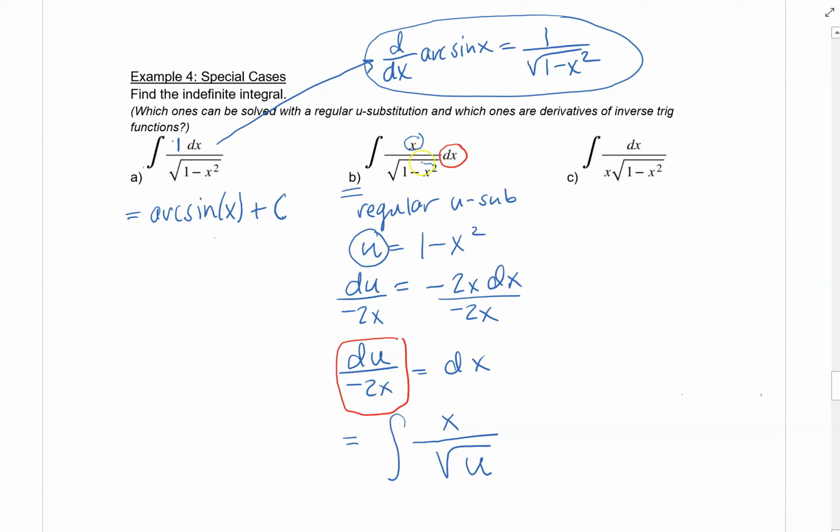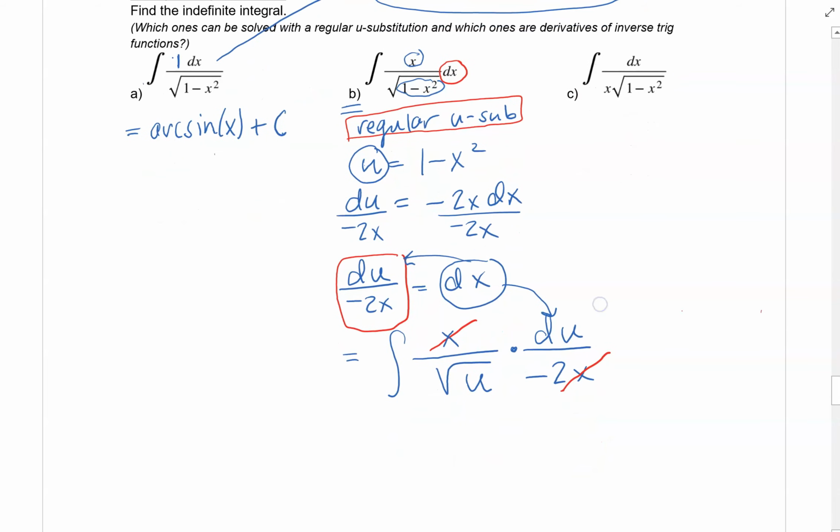U is equivalent to 1 minus x squared. Multiply that by what I'm now going to call du over negative 2x, because that's what dx equals. So I can replace it with that. When I do, I see that my x's cancel. So by just using a regular u substitution, I was able to convert this entire integral to be in terms of just u.